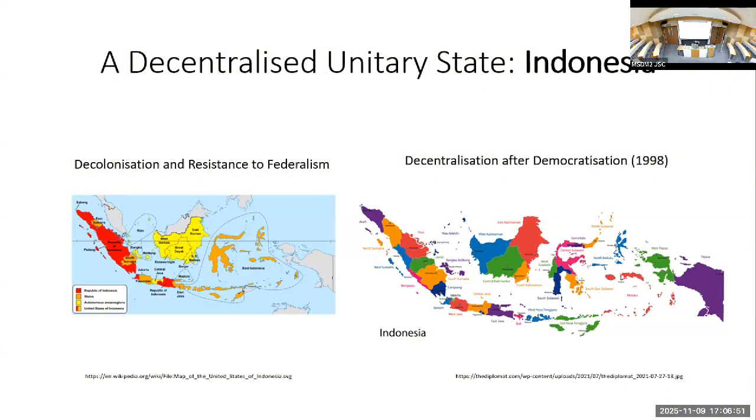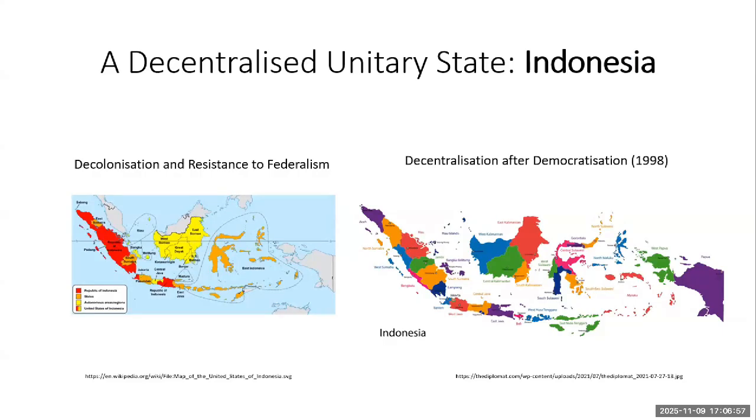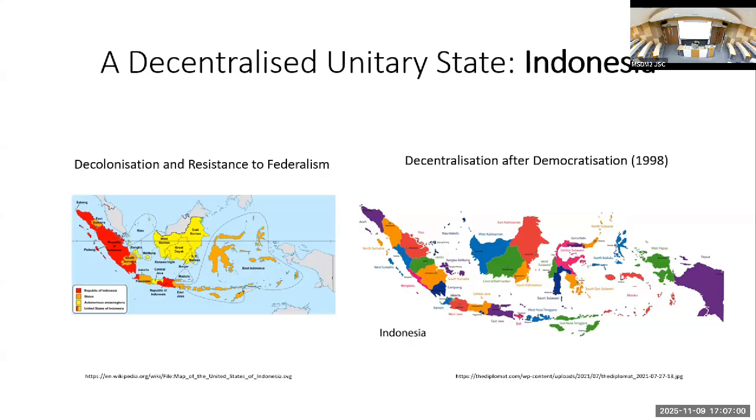How many provinces we have in Indonesia? 32 or more? 35 right now. 35, right. Okay. So power was devolved into the 35 provinces. And furthermore, every province consists of multiple regency or kabupaten. So you have hundreds of kabupaten, and the power also went down.